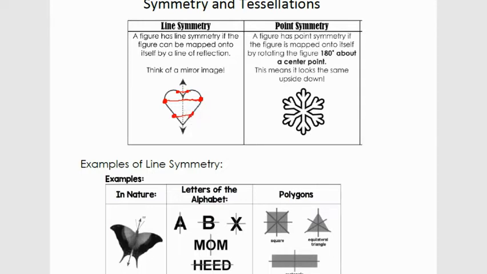Now, point symmetry is when a figure is mapped onto itself by rotating the figure 180 degrees about a center point. This means, now they say this means that it looks the same upside down. More than upside down, it's really rotated 180 degrees. So if we did a 180 degree rotation, that it would look the same.